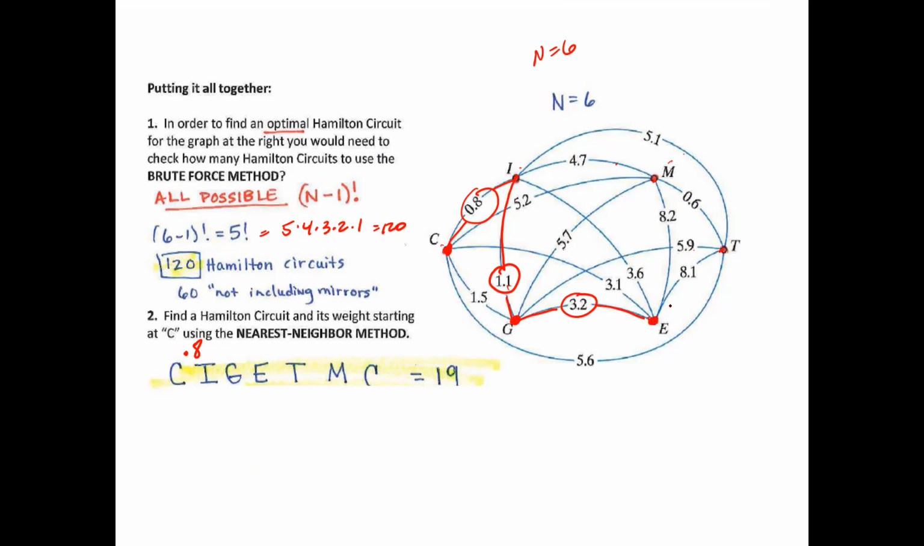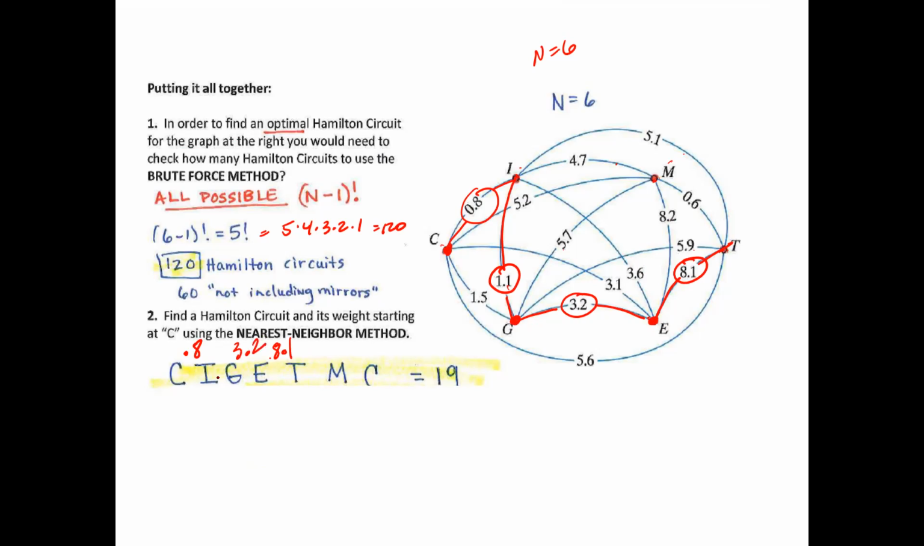Then from E, you can go to T at 8.1 or M at 8.2. We already went to I, so it has to go to T. So E to T is going to give me an 8.1. G to E is a 3.2.